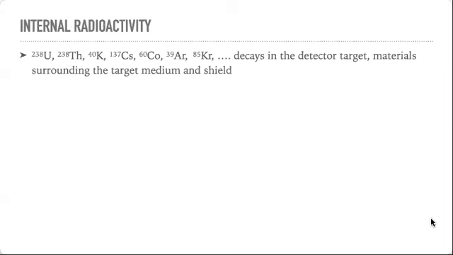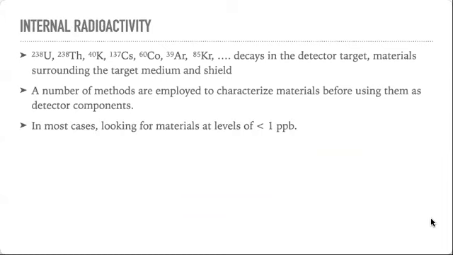Internal radioactivity is another problem. Okay, so this is another thing that we think about. So uranium, thorium, potassium, cesium, argon, there's just so many of them, right? These decays in the detector target, material surrounding the detector medium, the shielding itself, they're problematic as well. And so there's a number of methods that are employed to characterize the materials before using them in your detectors.